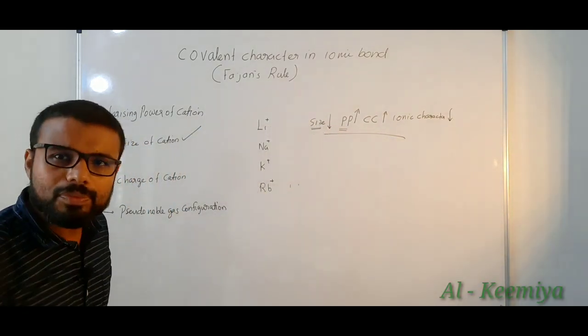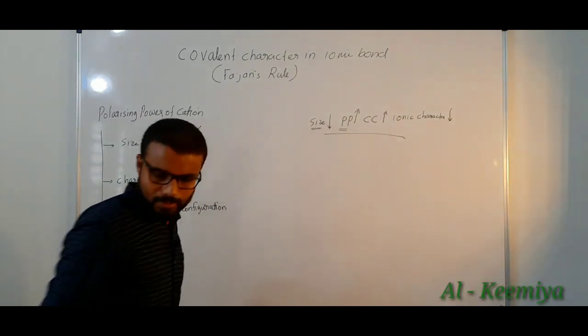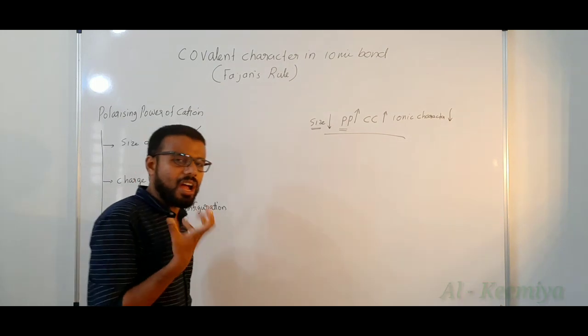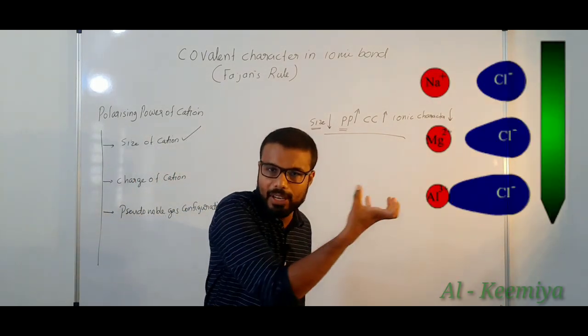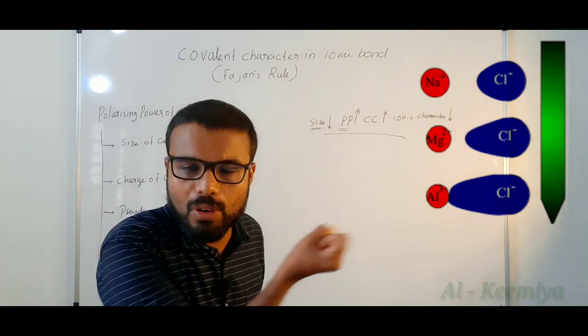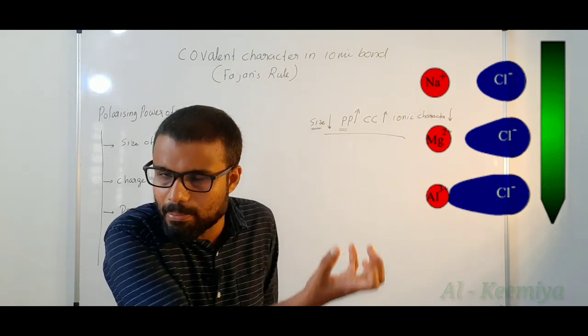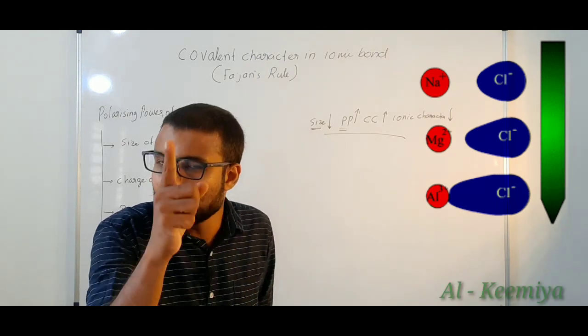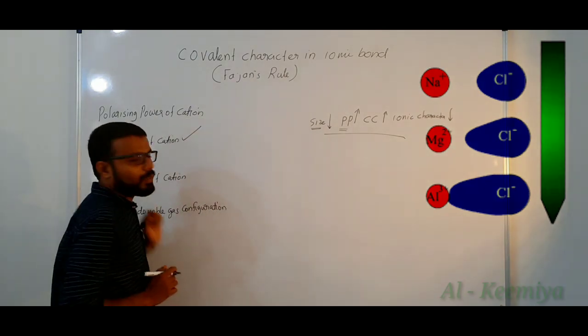Next, charge of the cation. Next we can discuss the charge of the cation. See, the higher the positive charge, the stronger will be the pulling. It can pull the anion strongly. So distortion will be maximum. With maximum distortion, maximum electron shift to the center, maximum will be the covalent character.